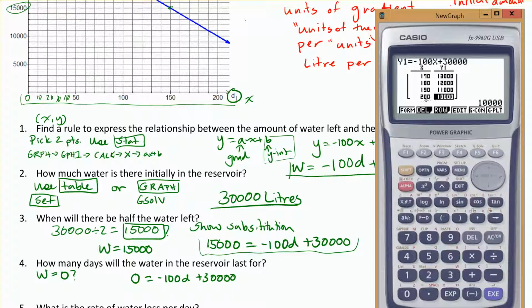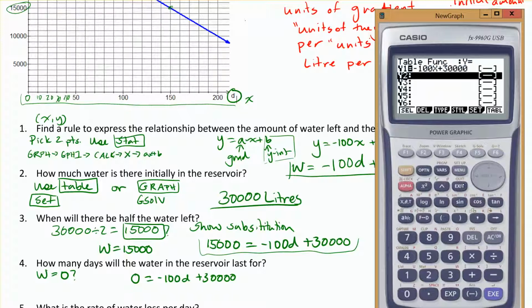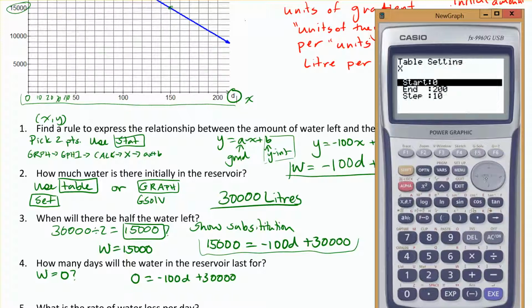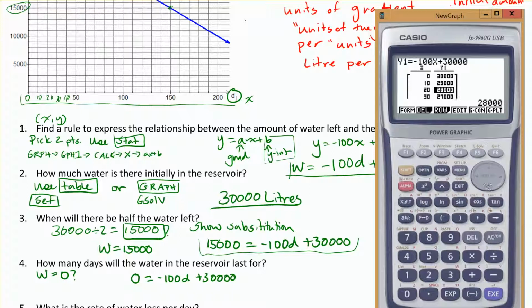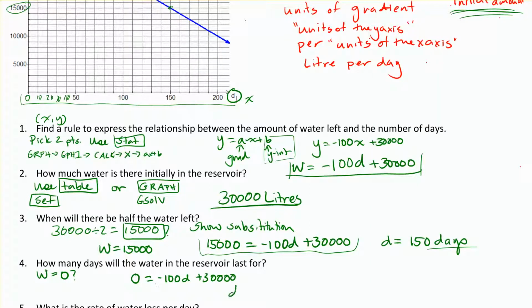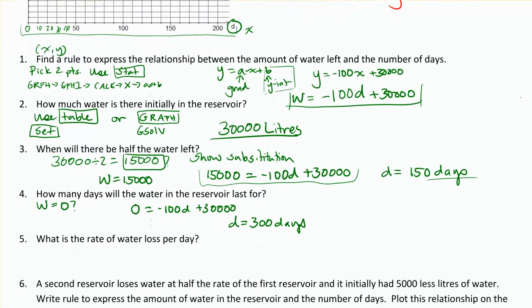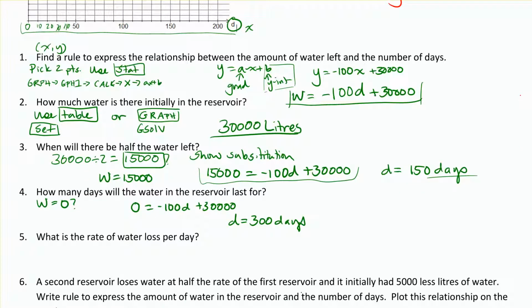Now, I've only gone to 200 here, so I don't have enough information there, but if I remember, exit backwards, go back to set. Let's bump that up to 500. Just take a guess of some big number, and let's see if we can find 0. So, go over, and we can find 0 happens on day 300. So here, then, because I've shown my substitution, I can just write D is equal to 300 days when there's no water left. So again, that was using table.